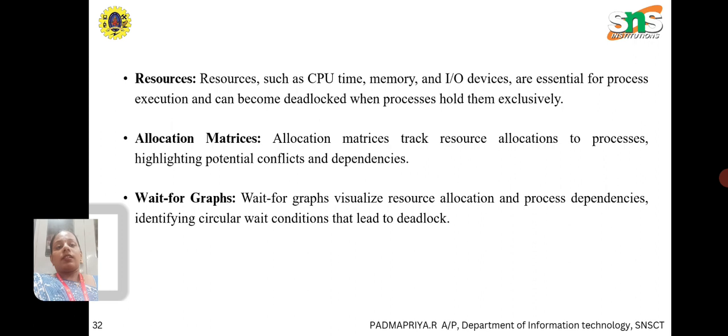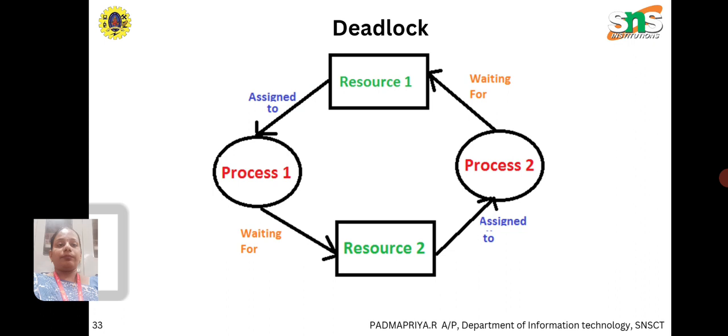Allocation matrices: an allocation matrix tracks resource allocation to processes, highlighting potential conflicts and dependencies. Wait-for graph: a wait-for graph visualizes resource allocation and process dependencies, identifying circular wait conditions that lead to deadlock.